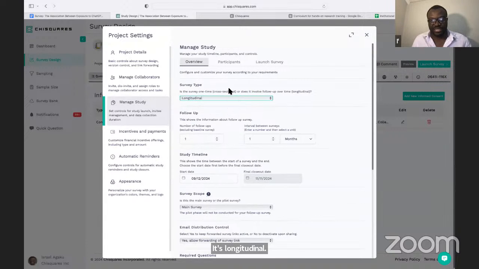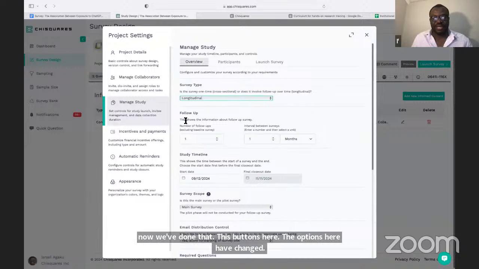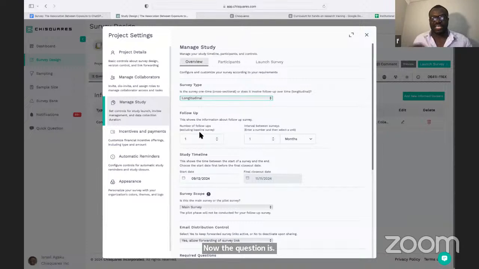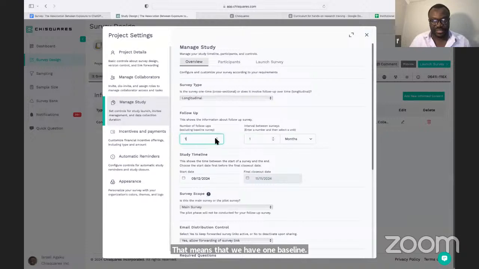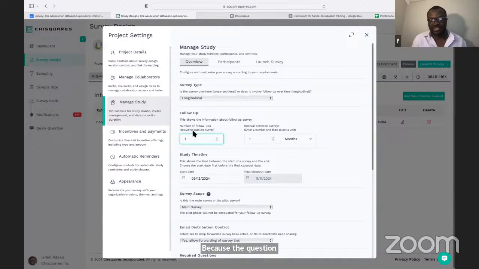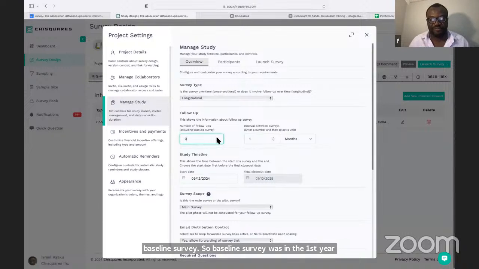So now that we have done that, the options here have changed. Now, the question is, how many follow-ups do we want outside the baseline survey? Remember that in our design, we're going to survey them at the end of their first year, and then we're going to follow them every year to the fourth year. That means that we have one baseline survey and 3 follow-up surveys. So we're going to say we need 3 follow-ups, because the question is number of follow-ups excluding baseline survey. The baseline survey was in the first year, then we'll follow them in the second year, third year, and fourth year. So that means that we have 3 follow-ups.